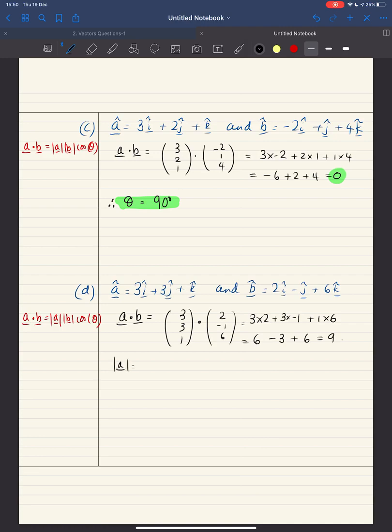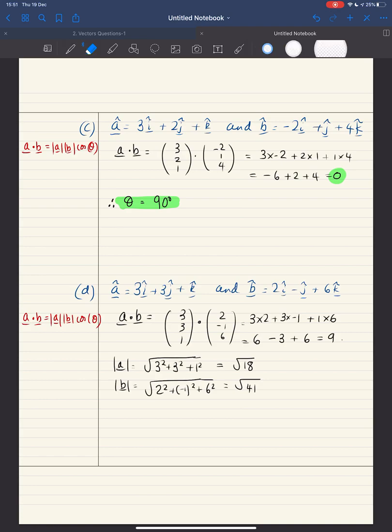So the size of A is the square root of 3 squared plus 3 squared plus 1 squared, which is the square root of 19. Size of B is the square root of 2 squared plus minus 1 squared plus 36. That 36 came from 6 squared. So it's 4 plus 1 is 5, plus 36, 41. Okay. So the other one here, this is 19. So it's 9 plus 9 plus 1, which is 19.